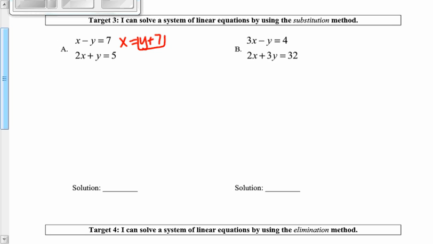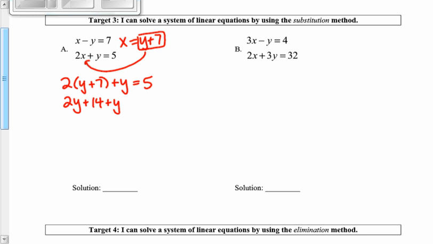And then I'm going to take y plus 7 and I'm going to plug it in for x in the second equation. So the second equation would read 2 times y plus 7 plus y equals 5. And then I'm going to distribute the 2. So 2y plus 14 plus y equals 5. Combining like terms, I get 3y plus 14 equals 5. And then I'm going to subtract 14 from both sides, so I get 3y equals -9. So y must equal -3.